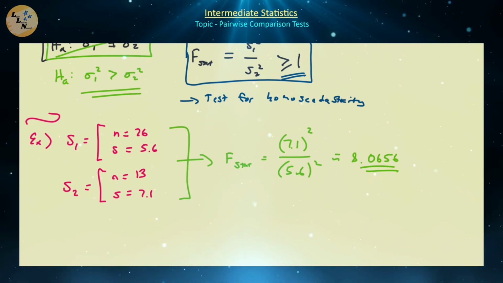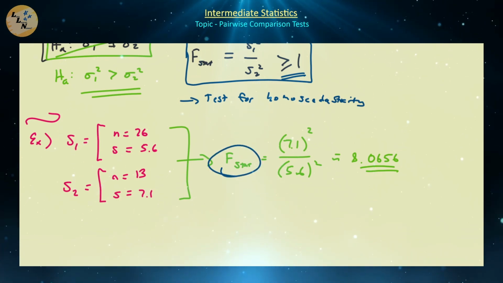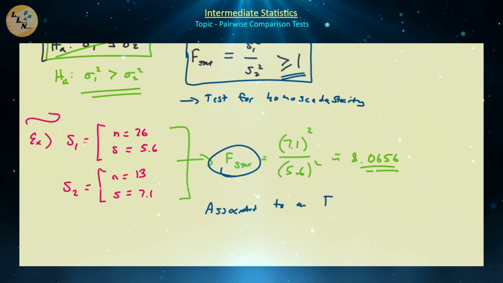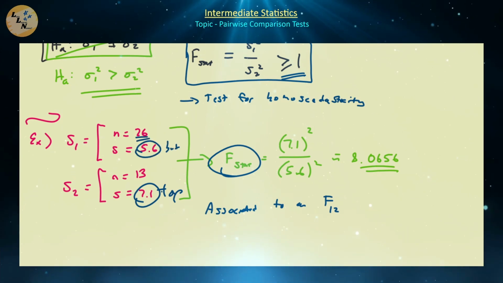So we need to compare this, for example, to a critical value, or to some alpha value once we calculate the p-value. So we need a distribution that this F test statistic is associated to. Remember that this is going to be associated to an F distribution that has 12 degrees of freedom on the top, because that is our top variance, and the bottom variance means that's going to be 25. So that's going to be associated to an F(12,25) distribution.